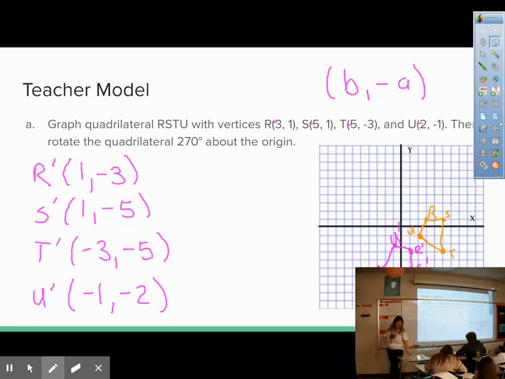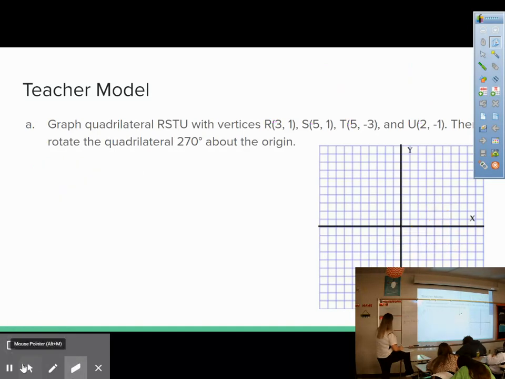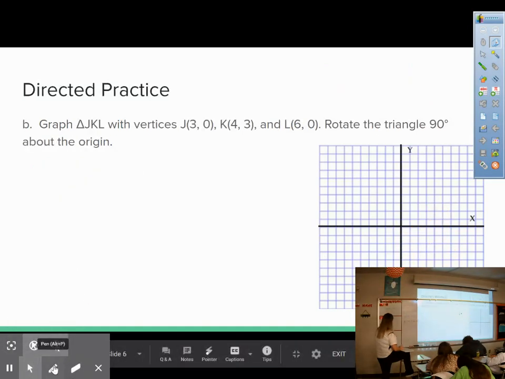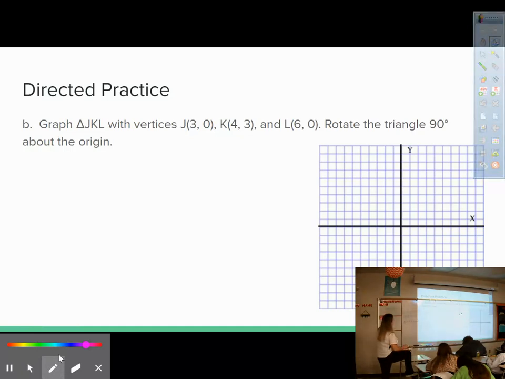All right, let's try one together. Hopefully there's a triangle that's easier to see, or a more normal shaped quadrilateral. It says graph triangle JKL with vertices J(3,0), K(4,3), and L(6,0). Rotate the triangle 90 degrees about the origin. So first thing you're going to want to do is graph J(3,0). Now my question, do I go right 3 or do I go up 3? Hayden, what would you say? Over 3. So that would be right there.